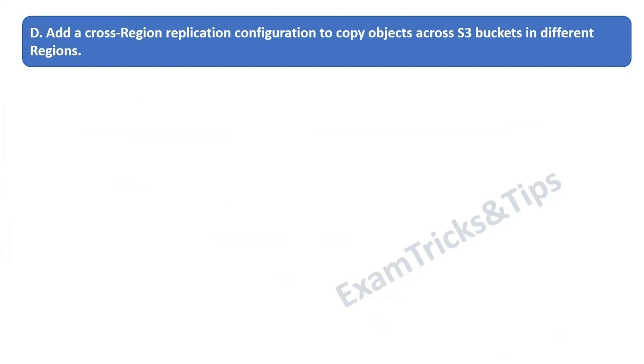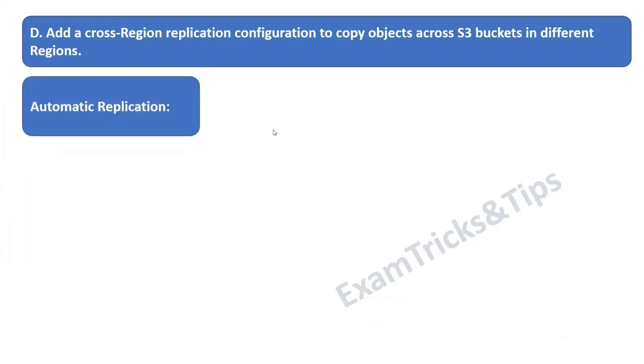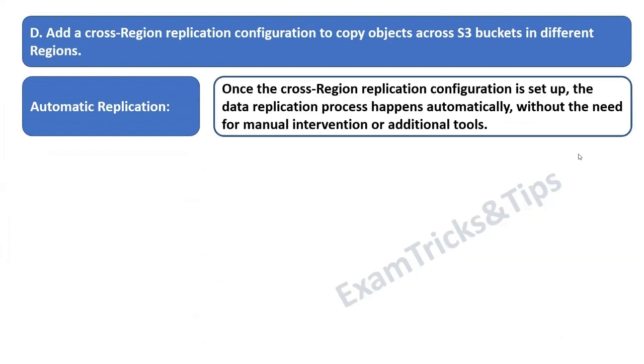So what do we get in terms of cross-region replication? First of all, automatic replication. Once this configuration is done, the data replication process happens automatically. We don't need any manual intervention or any other tools to do this job. You saw options B and C both were trying to use some ad hoc, manual processes, which obviously need manual intervention and cause additional operational overhead. So that's the main advantage.